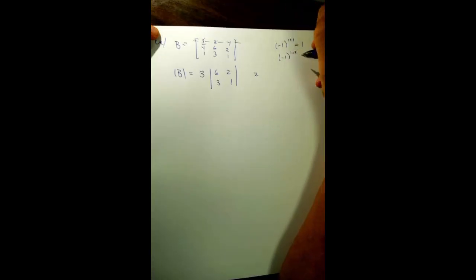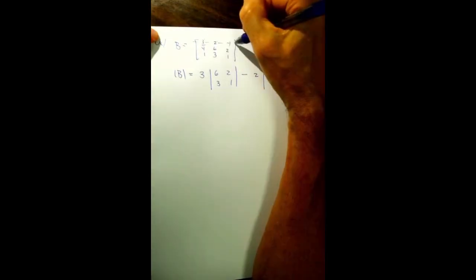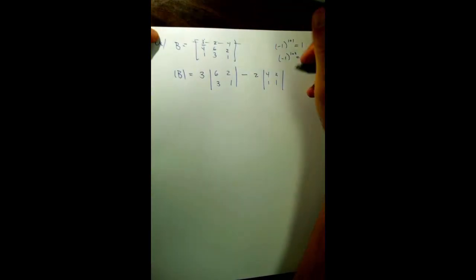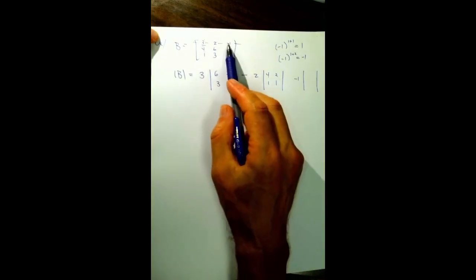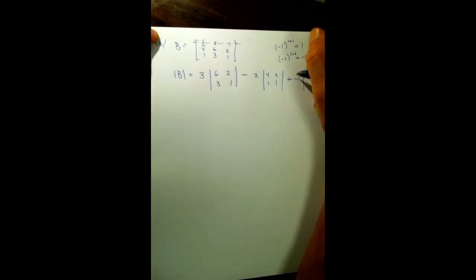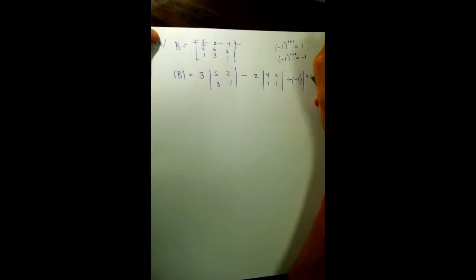Now when I take the 2, this is row 1, column 2. So that's minus 1 cubed, so that's going to be minus 1, so I'm going to have to subtract. If I remove that top row and that middle column, I'm left with 4, 1, 2, 1. Then finally, I've got the minus 1. Now this is row 1, column 3, so 1 plus 3 is 4, minus 1 to the 4 is positive. Now if I remove the top row and that column, I'm left with 4, 6, 1, 3.